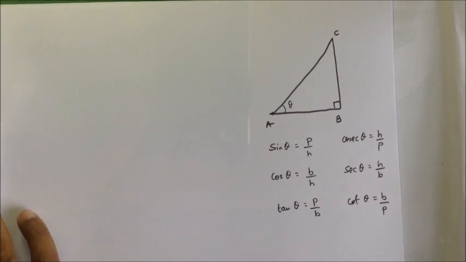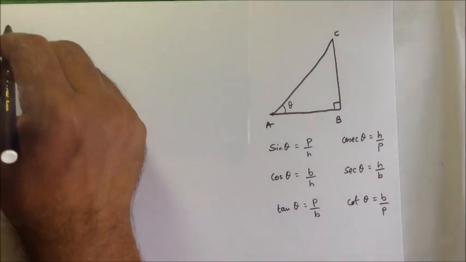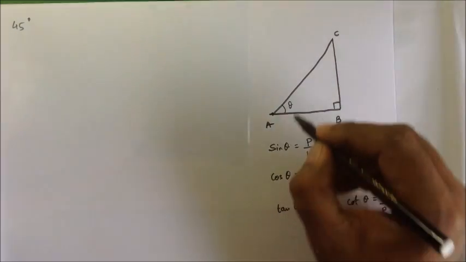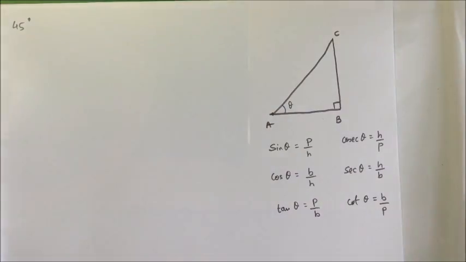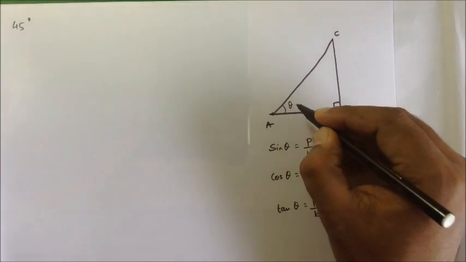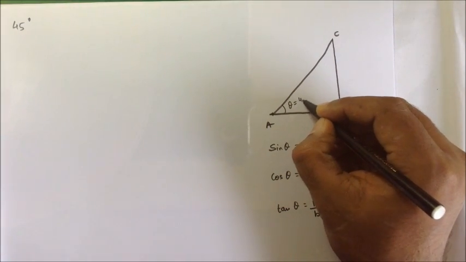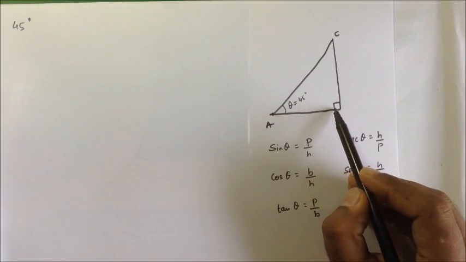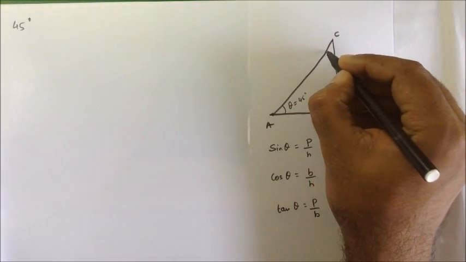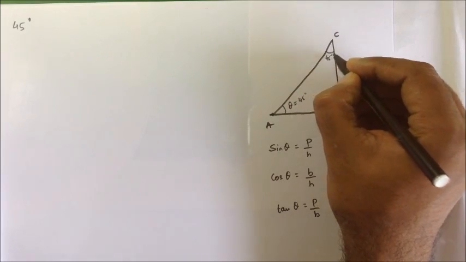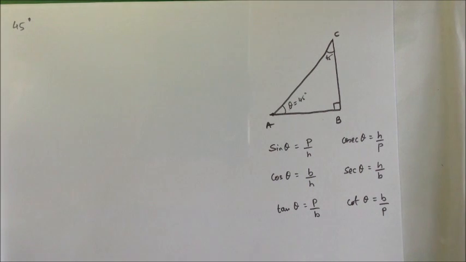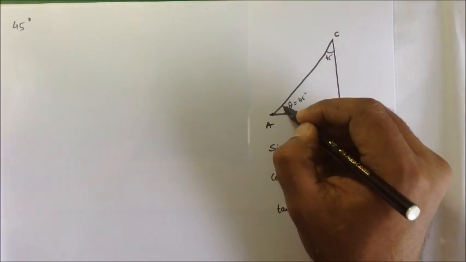This time the angle that we take would be 45 degree. Now in this triangle ABC, I need to make this angle theta as 45. It can be easily seen that this is 90. If this is 45, this would also be equal to 45, since the sum of the 3 angles would be equal to 180.